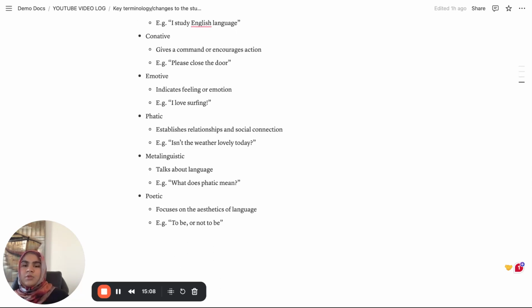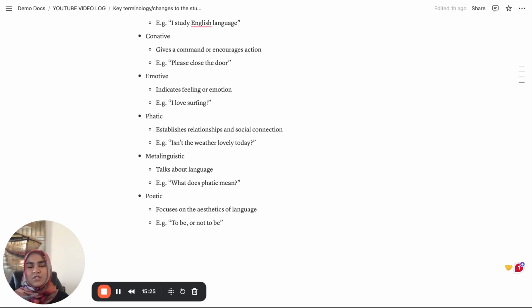Now, these bottom two, the metalinguistic function and the poetic function, I haven't seen them yet. I don't think they are as common, but it's very important to still know them because they could literally do anything. VCAA could throw a curveball at us and give us a poem maybe. I doubt it, but you never know.